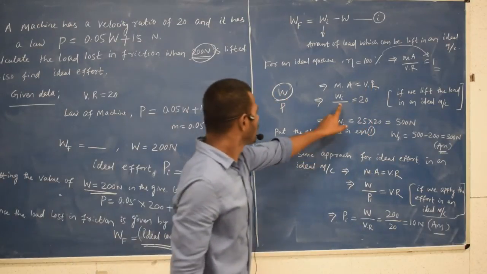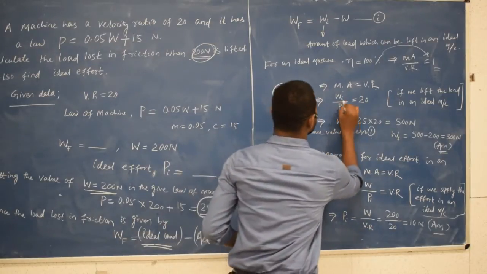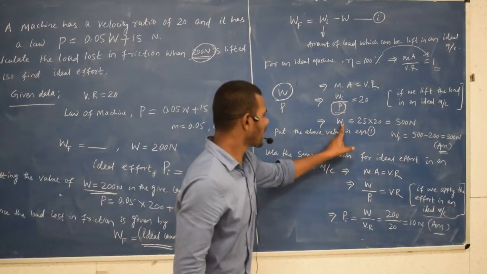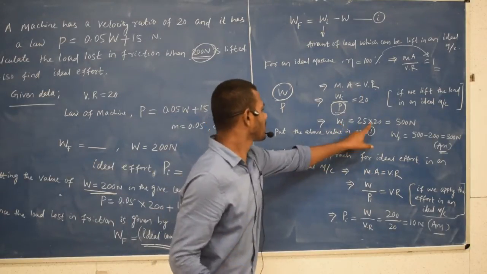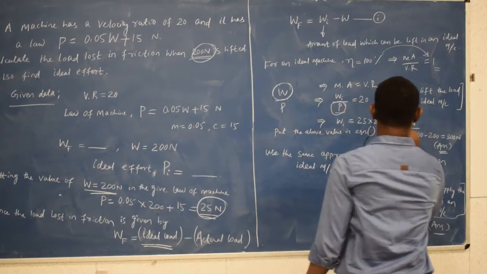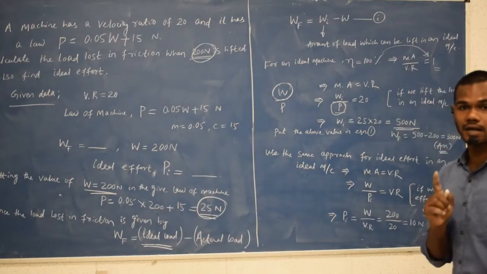Now, here this P value we have determined as 25 Newton. So the WI value will come 25 into 20 equal to 500 Newton. This 500 Newton is the ideal load that can be lifted in an ideal machine.